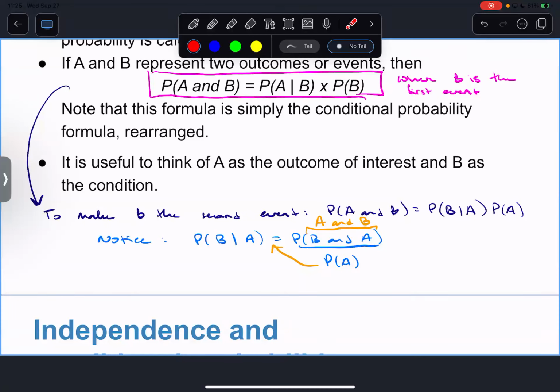Now, this note is, of course, referring to how the formula is written here. Whatever is the given part is the condition, and whatever's on this other side is the thing that I'm interested in, conditional on B, or in this case, conditional on A. Doesn't matter.